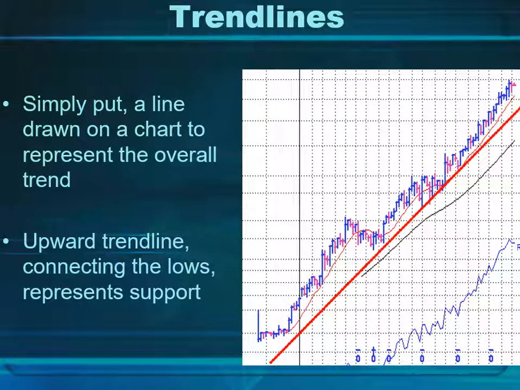Now how can we find the trend? There is a simple formula, that is, simply put a line on the chart to represent the overall trend. We can see the trend. If the market is going upward or downward, we can know it by simply drawing on the chart. Now in an upward trend, connecting the lows represents the support. That is, to draw support we draw a line connecting the lows that represent the support. This line is a support.